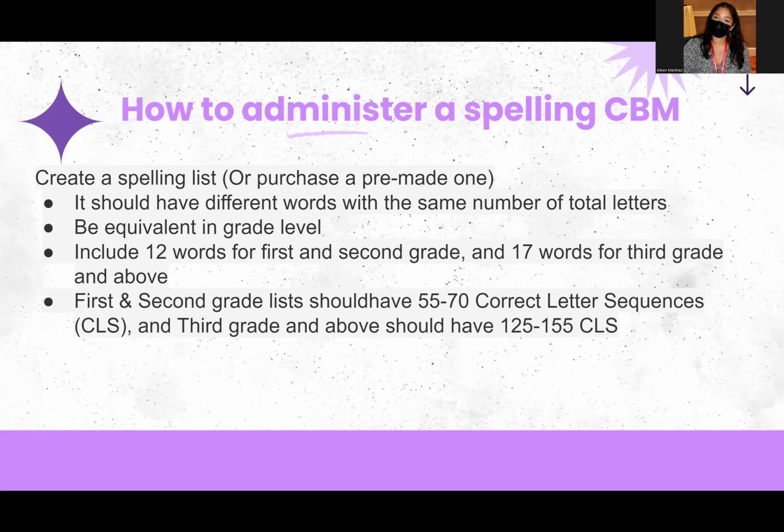First and second grade lists should have 55 to 70 correct letter sequences, which are referred to as CLS. And third grade and above should have 125 to 155 CLS.